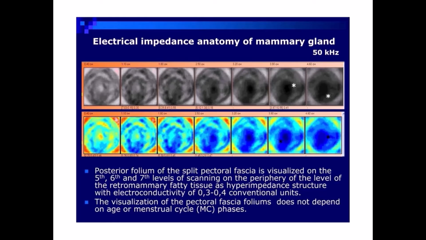Posterior folium of the split pectoral fascia is visualized on the fifth, sixth and seventh levels of scanning, on the periphery of the level of the retromammary fatty tissue, as hyperimpedance structure with electroconductivity of 0.3-0.4 conventional units. The visualization of the pectoral fascia foliums does not depend on age or menstrual cycle, MC, phases.